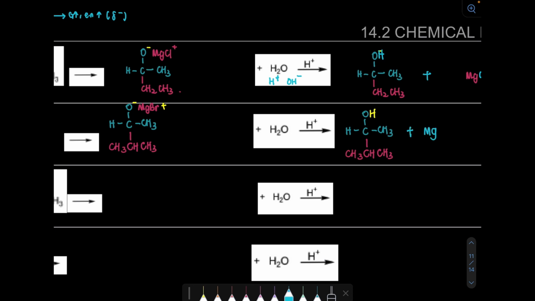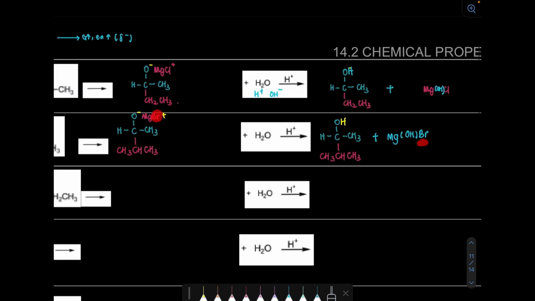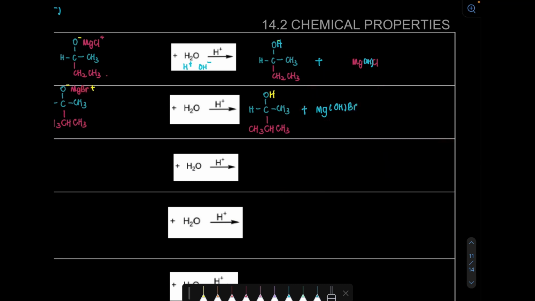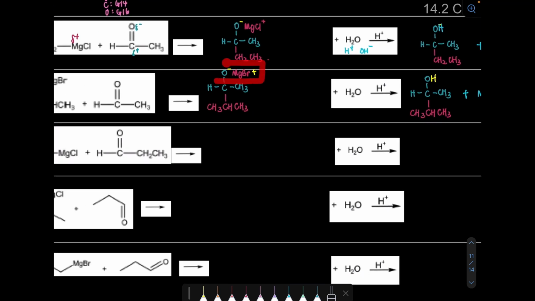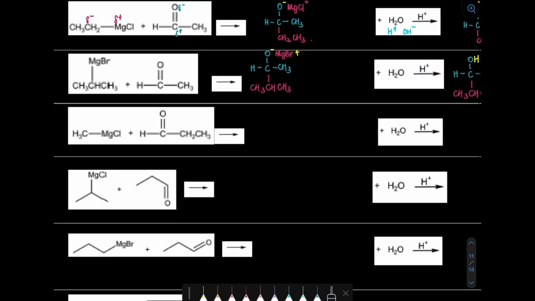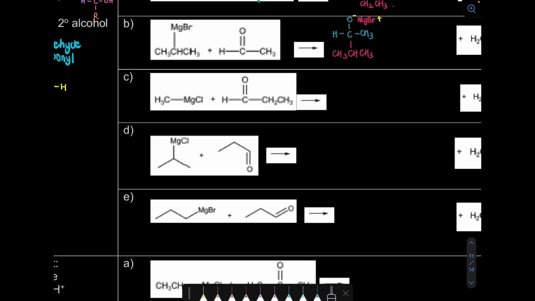Okay, so this is my product as well as my byproduct. Make sure MgOH, you check whether it is Br, Cl, Cl. But then again, this byproduct is not compulsory for you to write. But your intermediate species, this one is compulsory for you to write it down, O minus MgBr plus.